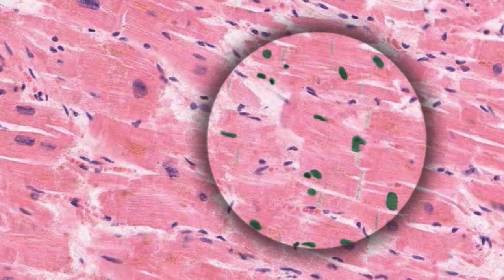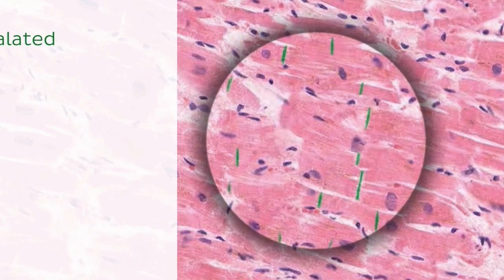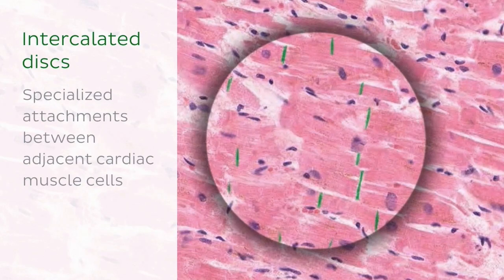Cardiac muscle fibres possess transverse lines that stain dark during H&E staining, which are known as intercalated discs, and are visible under a light microscope. These discs represent the highly specialised attachments between adjacent cardiac muscle cells.